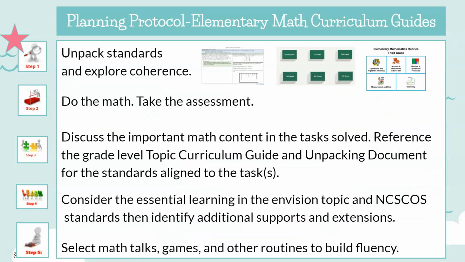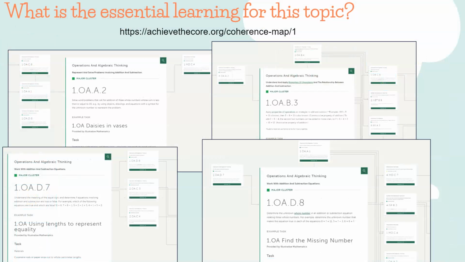As always, let's unpack the standards first. The standards that we have talked about in previous topics will come up in this topic. They are OA1, OA6, and OA9. You will want to dive into OA2, OA3, OA7, and OA8. You can use the Achieve the Core Coherence Map. Take some time to explore these now.